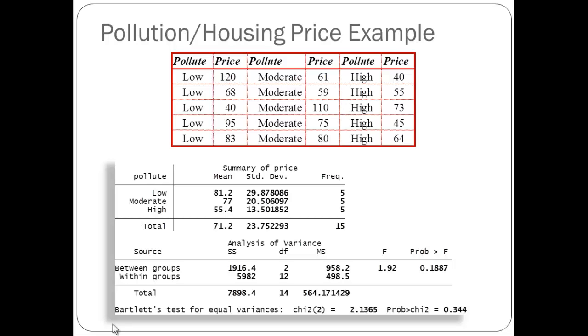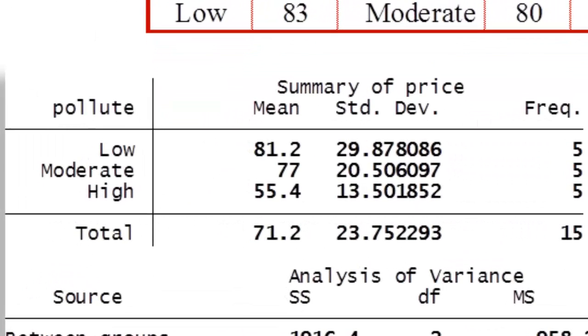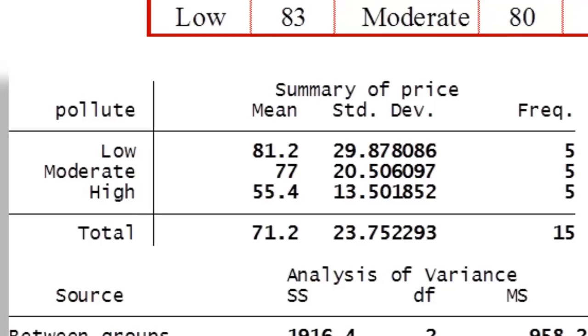Again, when we look at the statistical output at the bottom, I like to provide the means of the three groups. The average price of housing in low pollution areas is $81,200. The average cost of housing in the moderate pollution areas is $77,000, and in the high pollution areas, $55,400. Clearly, there are differences in these averages, but the question we're asking is, are the differences statistically significant?